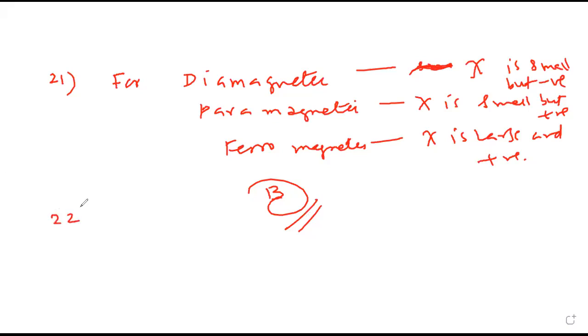22, based on 11th standard magnetism. At the magnetic north pole of earth, the value of horizontal component will be 0 and angle of dip is maximum, option A. At pole it becomes vertical, therefore angle of dip is maximum.